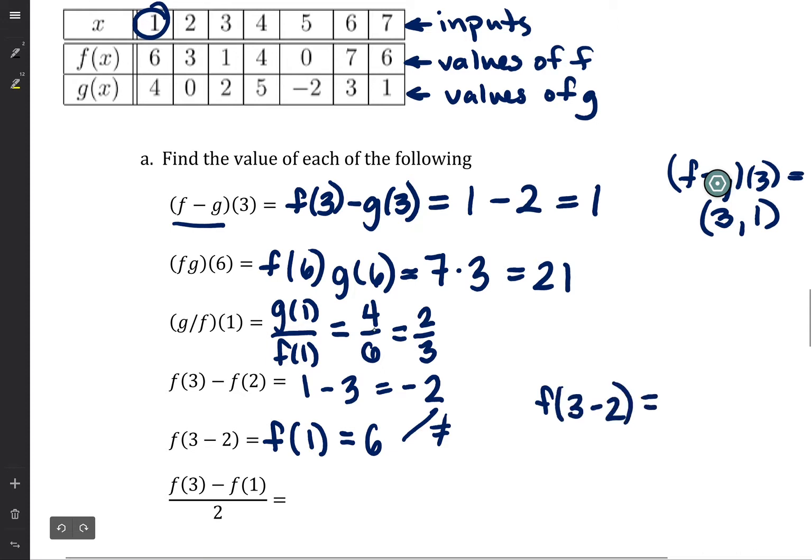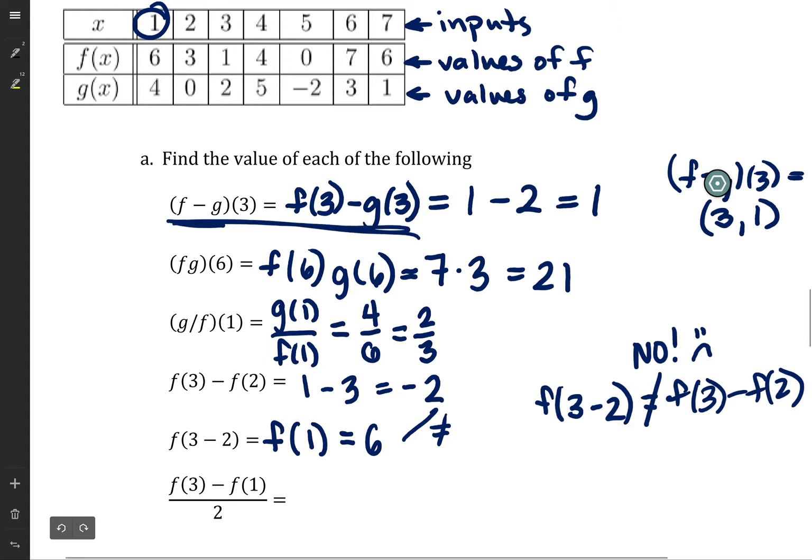f of 3 minus f of 2 is not, we're going to put a really big no here. Mad, sad, mad face. I don't know what he is. f of 3 minus f of 2. Do not distribute. When I'm doing this up above, it's not distributing. It's using the definition of subtracting functions. f minus g is the function that I get by taking f of x minus g of x. So be very, very careful. It's just kind of an unfortunate notation thing that makes that super tempting.